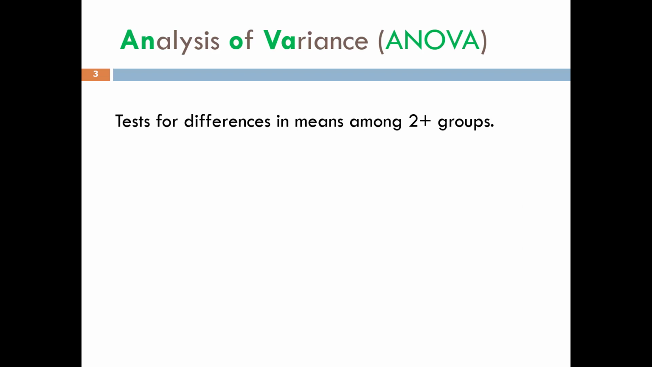Now, ANOVA is an abbreviation for analysis of variance, and that makes it sound like we're testing hypotheses involving variances, but that's actually not the case, so don't be fooled. What it does is it tests for differences in mean scores among two or more groups, so it's comparing and testing for differences in means. The dependent variable for ANOVA is always continuous, and the independent variable for ANOVA is always categorical.